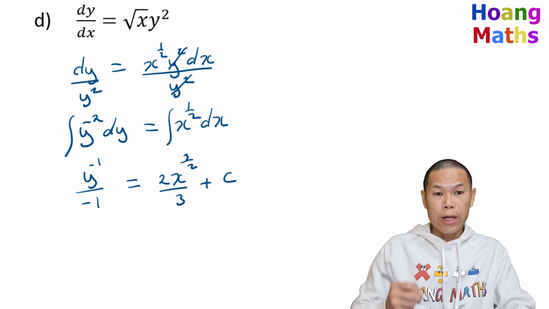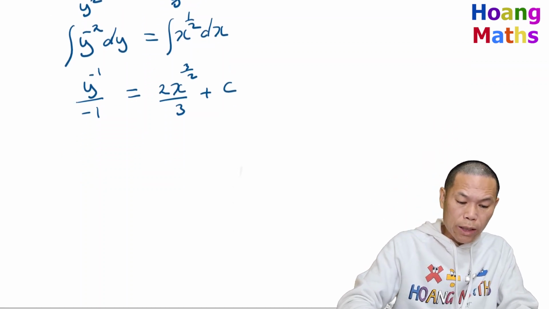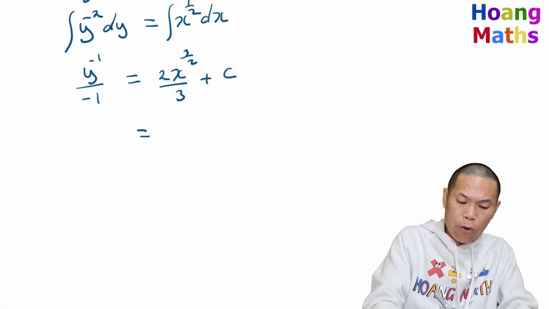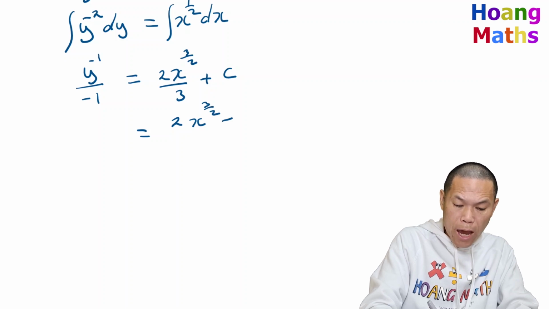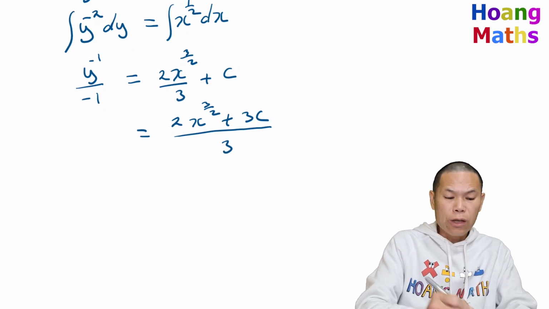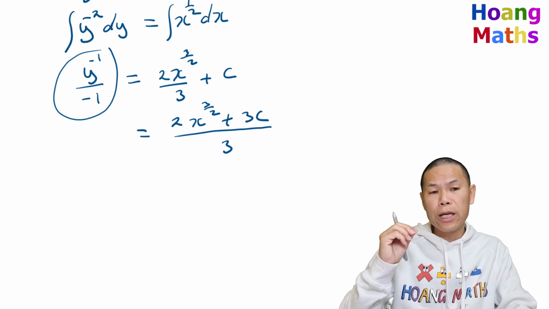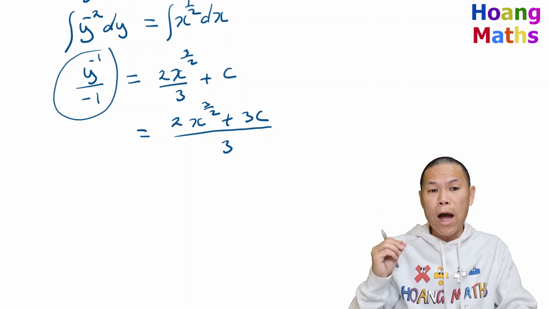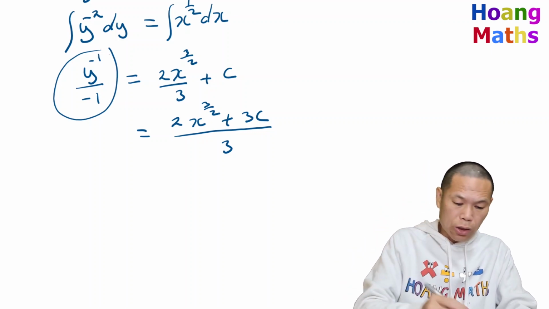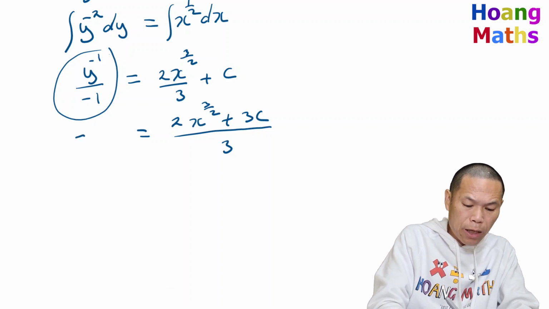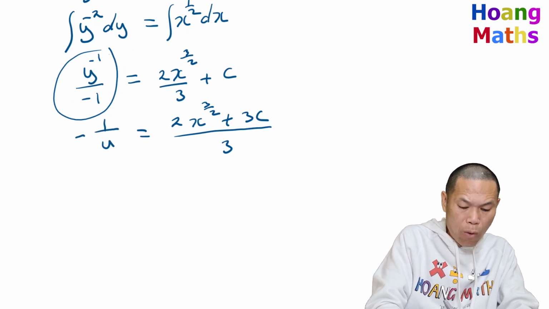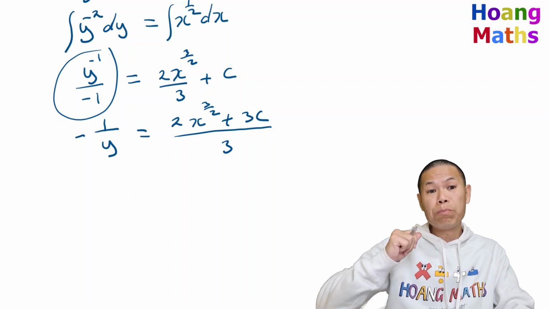So there you go. Now we can just make it into one term. So that will give me for the right hand side, 2x power of 3 over 2 plus 3c, divided by 3. And don't forget, we have y to the minus 1 over negative 1. We can bring the y down to become positive indices. So that is exactly the same as negative 1 over y. So now I just flip both sides.